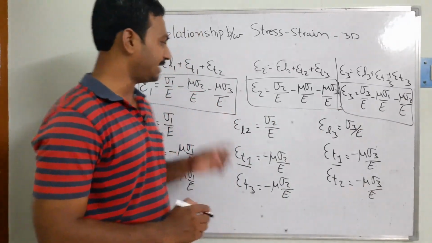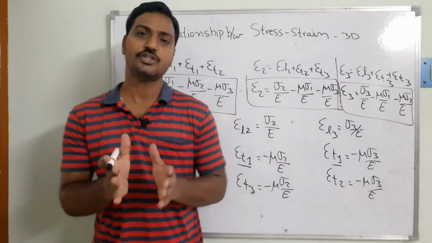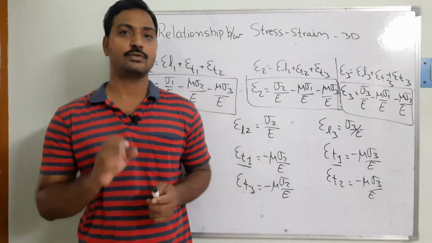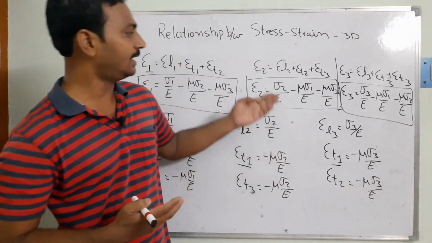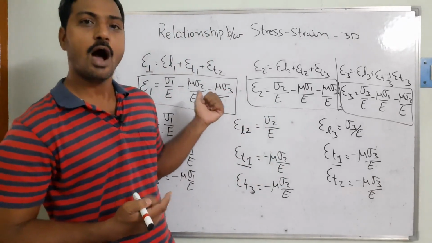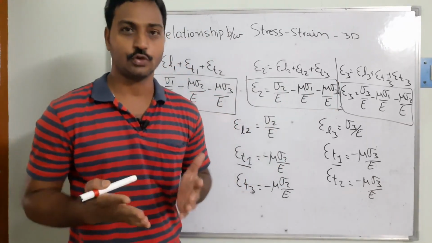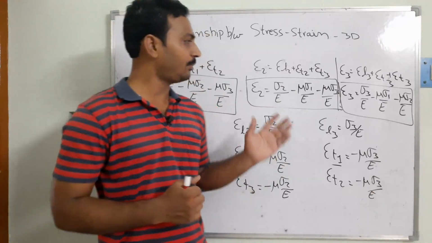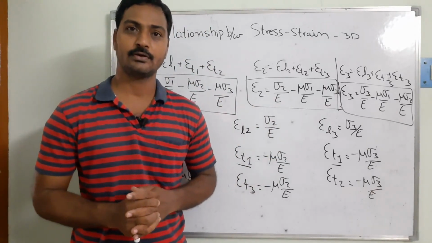This mathematical model helps to identify the stress-strain relationship of 3D objects when subjected to orthogonal normal stresses. With this, we can calculate either the strain, or the stress, or the Poisson's ratio, depending on the availability of the data. I hope you are able to understand the concept of this mathematical model and how we developed it. Okay, thank you.